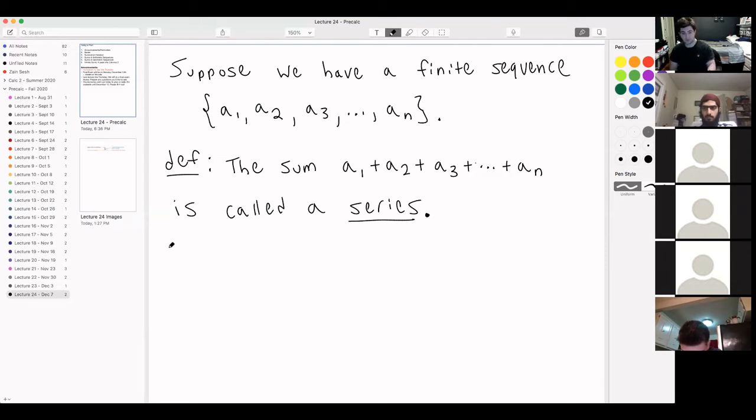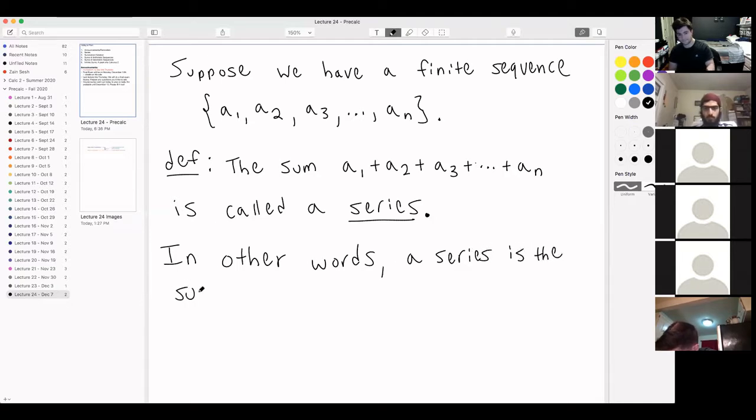Just very quickly, in other words, a series is the sum of the terms of a sequence.